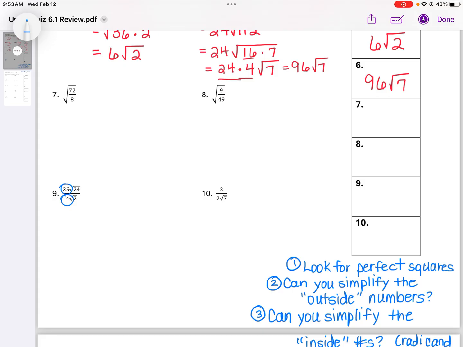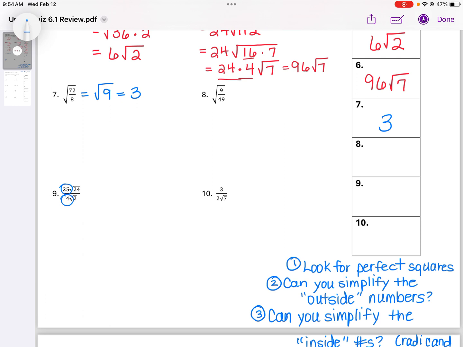So in number 3, I have 72 over 8. Can I simplify that? Well, let me see. I can divide 72. 72 divided by 8 is 9. If we're dividing a radical by a radical, we can do that. And our answer will stay under the radical. So the square root of 72 over 8 equals the same thing as the square root of 9. And you guys should know that the square root of 9, that's a perfect square, is just 3.